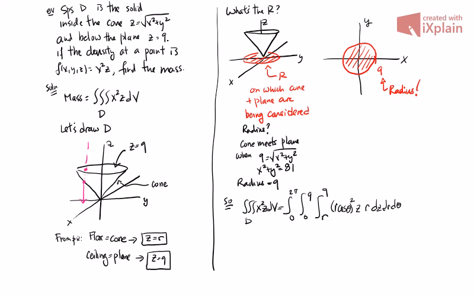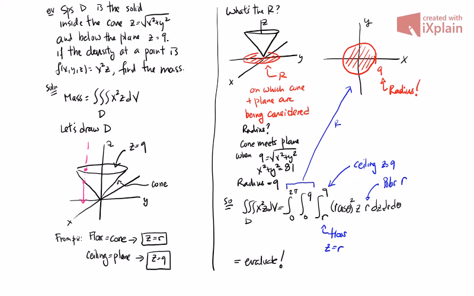So just in closing, let's clarify these two here. Those give the r. That's the floor, z equals r. That's the ceiling, z equals 9. That right here is the polar r. And we have an integral, and then we just evaluate. And that's it.